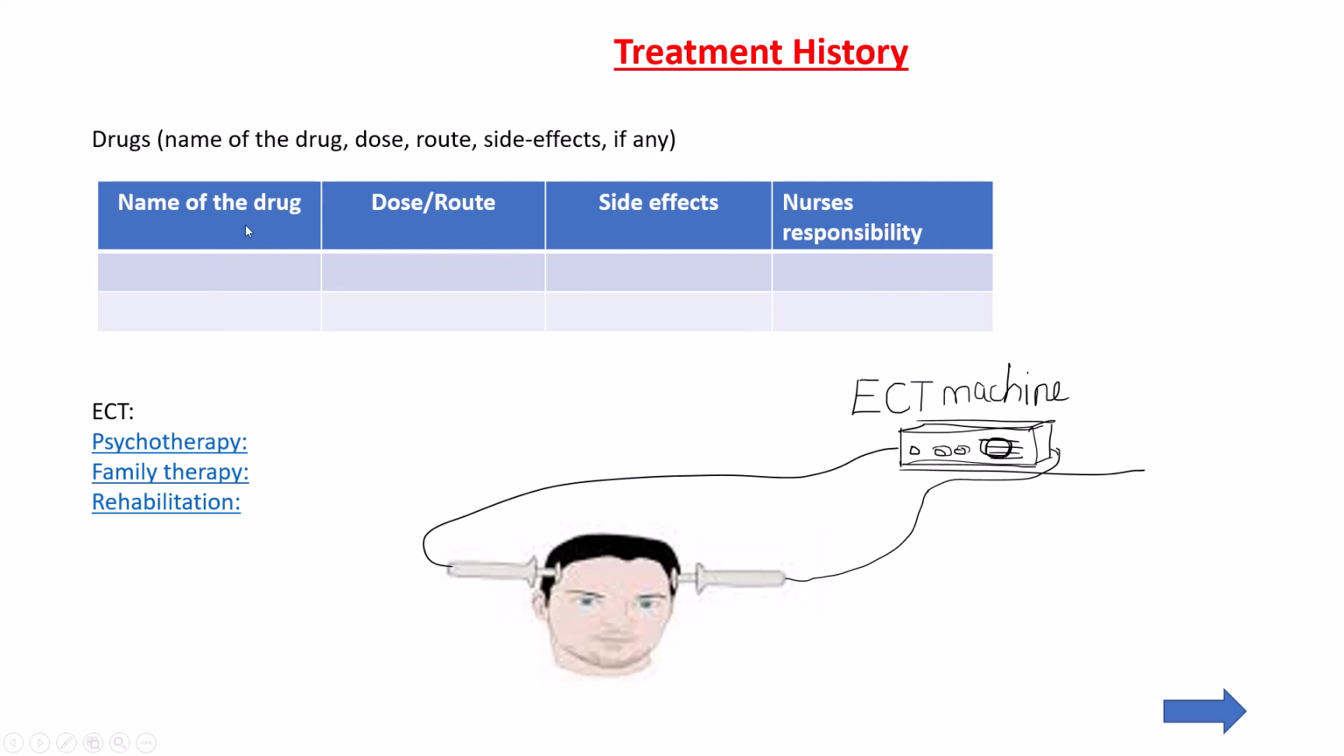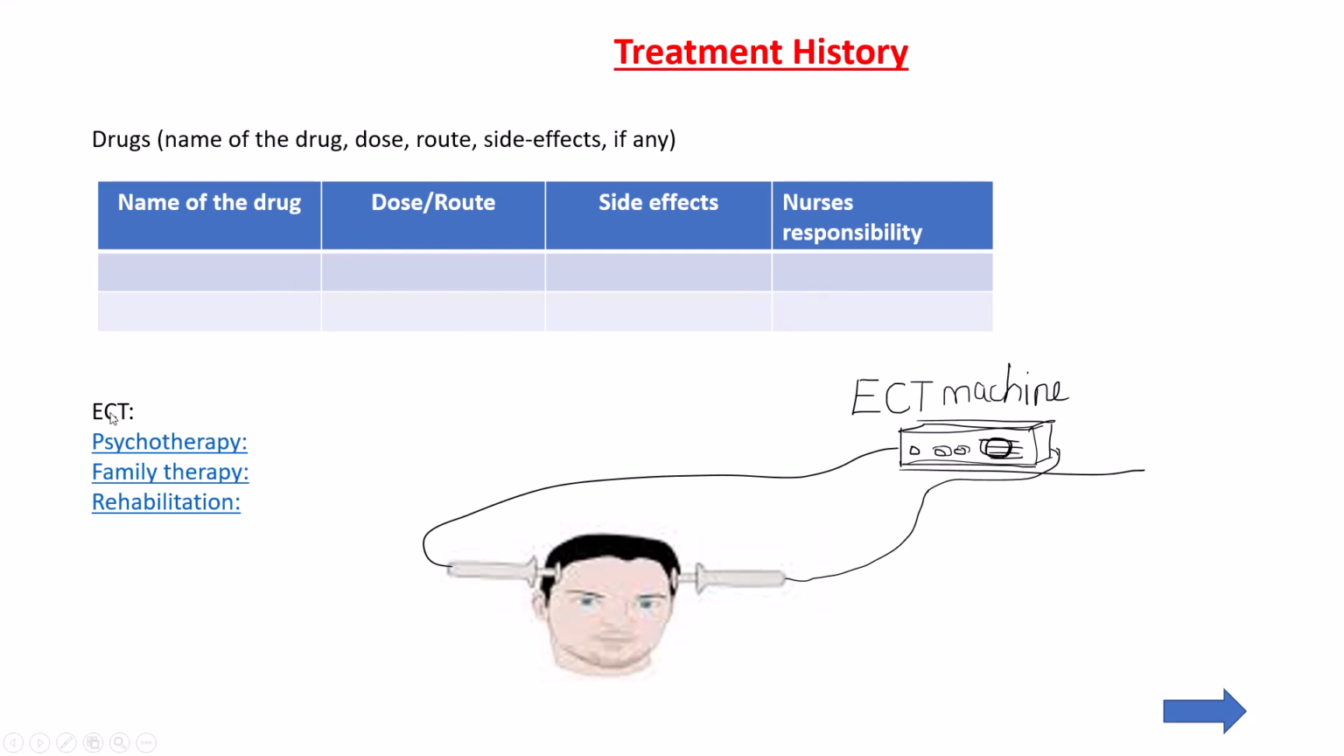So here, very important are name of the drug, dose, route, side effects, nurse's responsibility. Nurse's responsibility means that for some drugs, we have to frequently check the drug levels in the blood. If the drug level in the blood increases, sometimes the patient may die, or there will be more complications and more side effects. To avoid that, we have some particular responsibilities. That varies drug by drug, so we have to write it here.